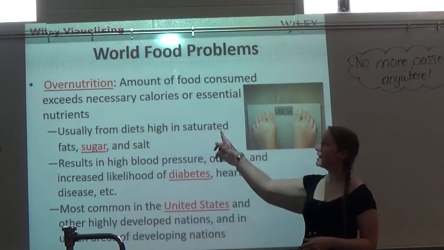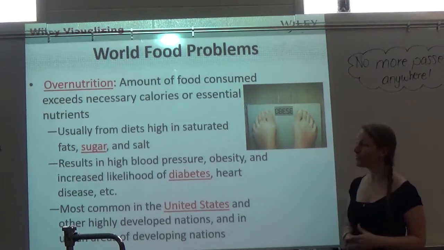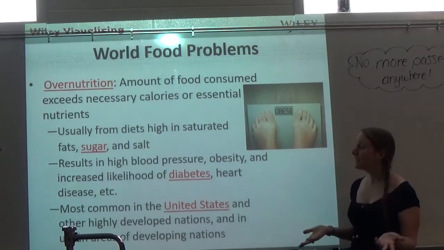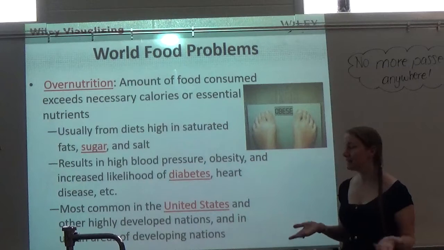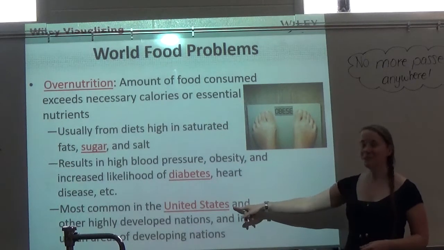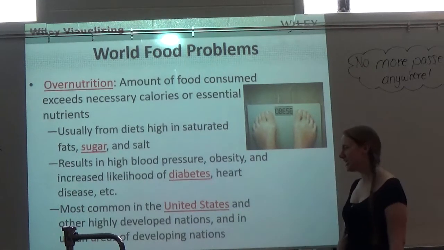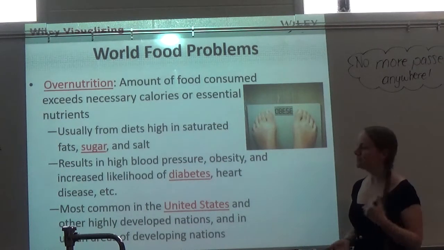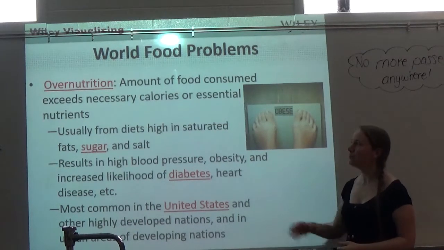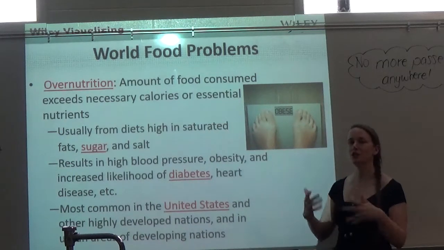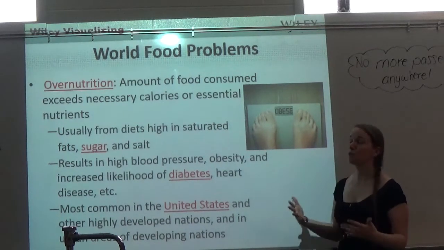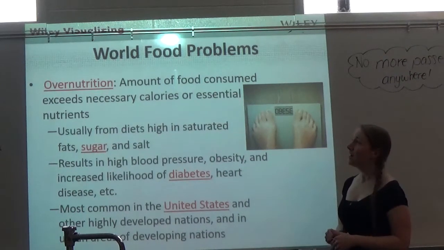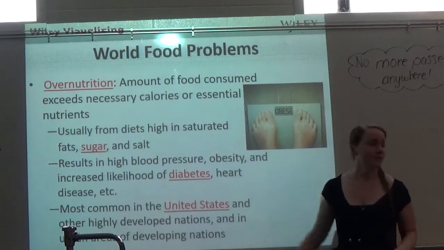This usually comes from diets high in saturated fat, sugar, and salt. It can result in high blood pressure, obesity, increased likelihood of diabetes, heart disease, etc. It's most common in the United States. Isn't that great? And other highly developed nations, and in urban areas of developing nations. So the problem that we're having over here is we're eating too much and a lot of the wrong foods, the foods that are high in saturated fats and things like that. So we have to watch that too.